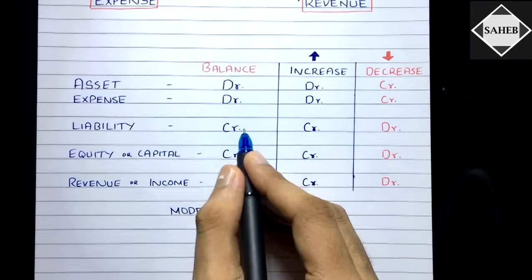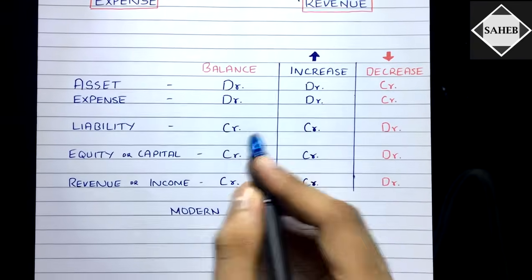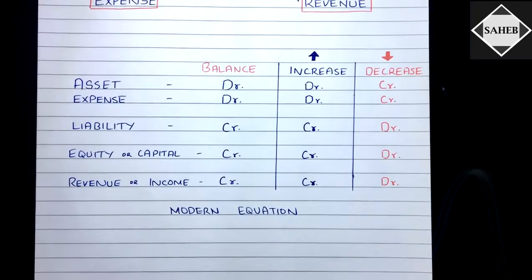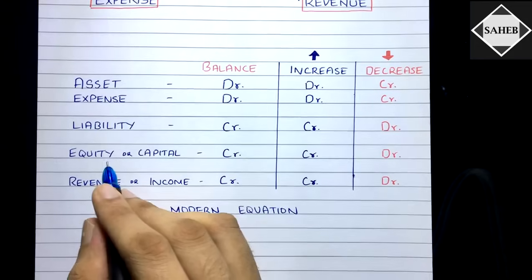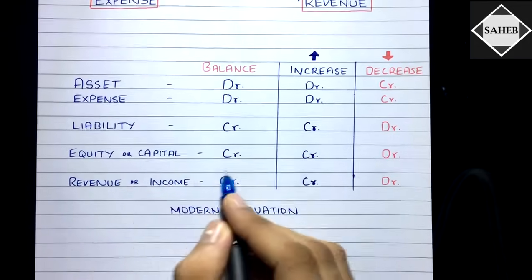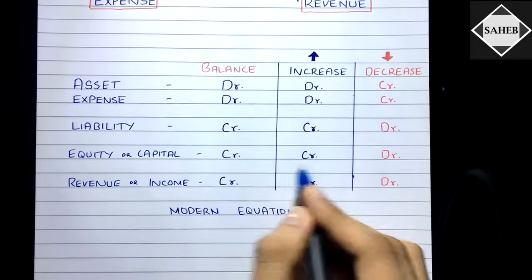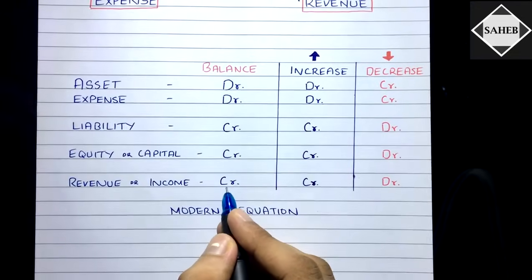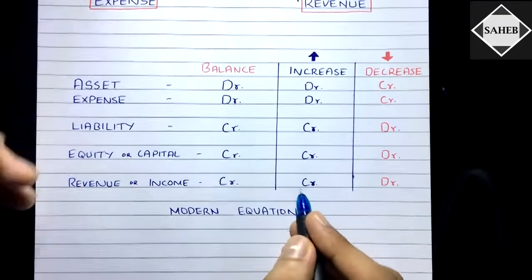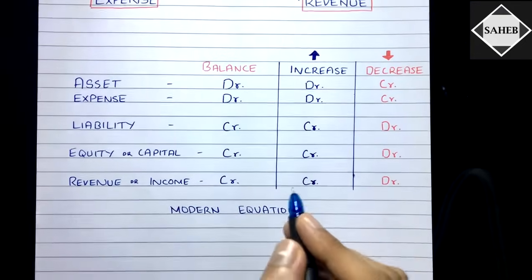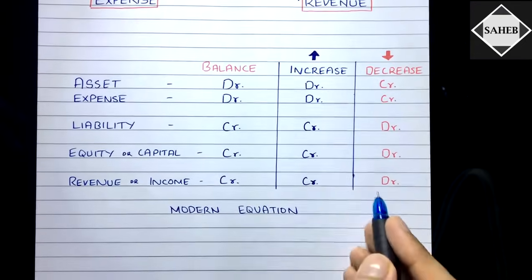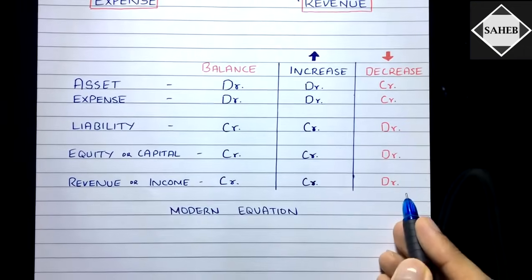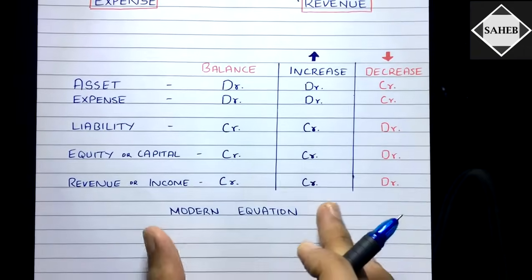Always credit balance. So to increase them, what you're going to do, you are going to credit them. Simple as that. Equity or capital also has a credit balance. To increase them, you have to credit them. Revenue or income: whenever you get revenue, that means revenue is increasing, so you have to credit revenue. Whenever they decrease, you have to do the opposite, you have to debit. Simple. This is the modern equation.